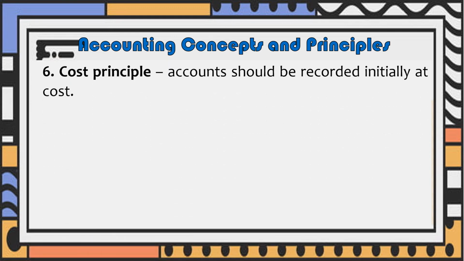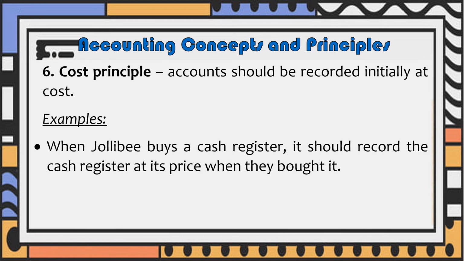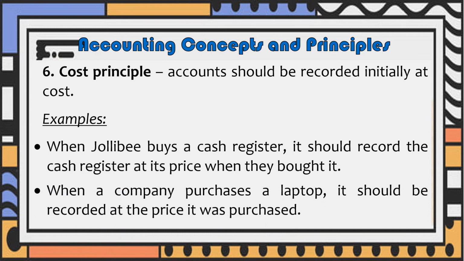Next, the cost principle. This is an accounting principle wherein accounts should be recorded initially at cost as well as assets at their respective cash amounts at the same time the asset was purchased. For example, when Jollibee buys a cash register, it should record the cash register at its price when they bought it. When a company purchases a laptop, it should be recorded at the price it was purchased. When the owner of a sari-sari store buys a calculator, it should be recorded in the cash register at its price when it was bought.